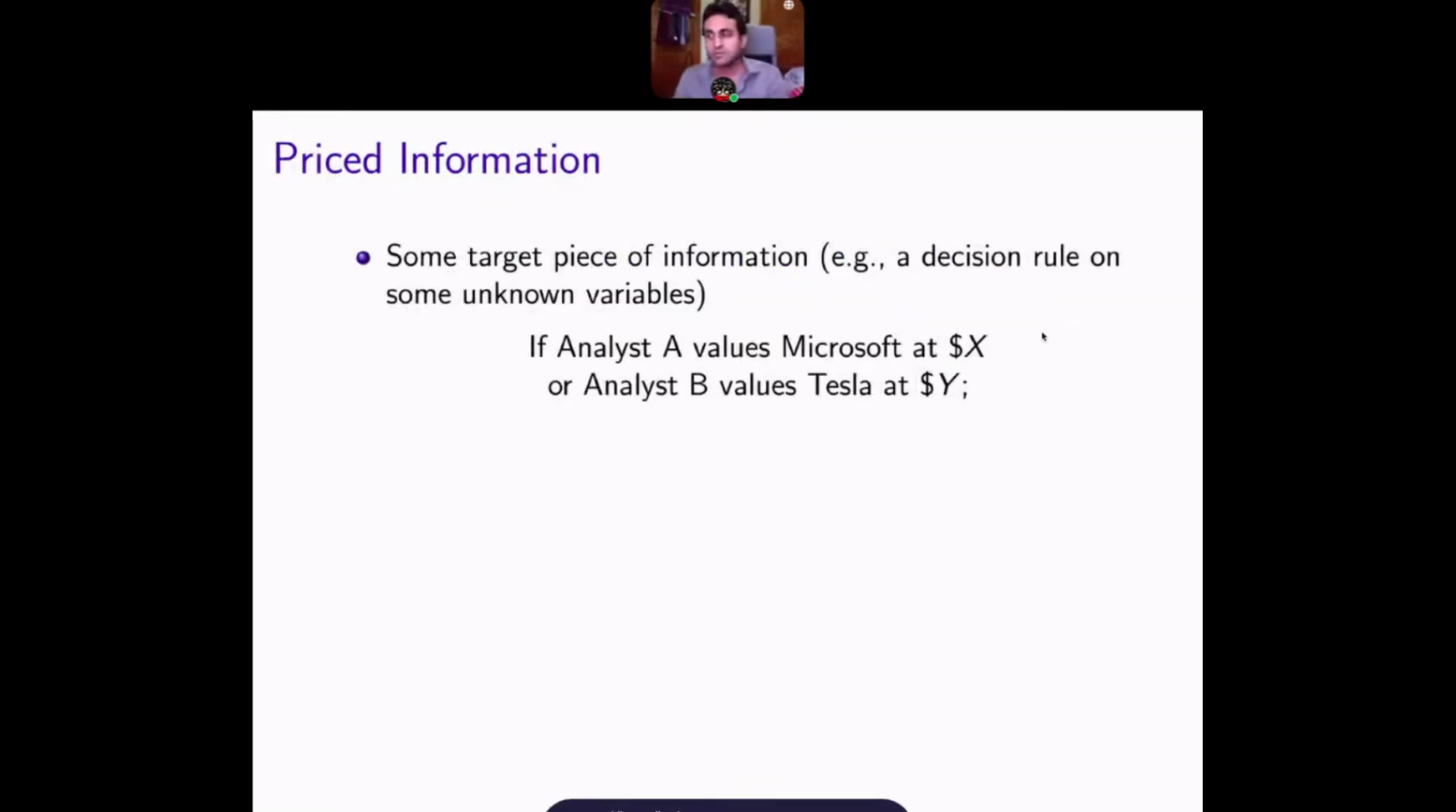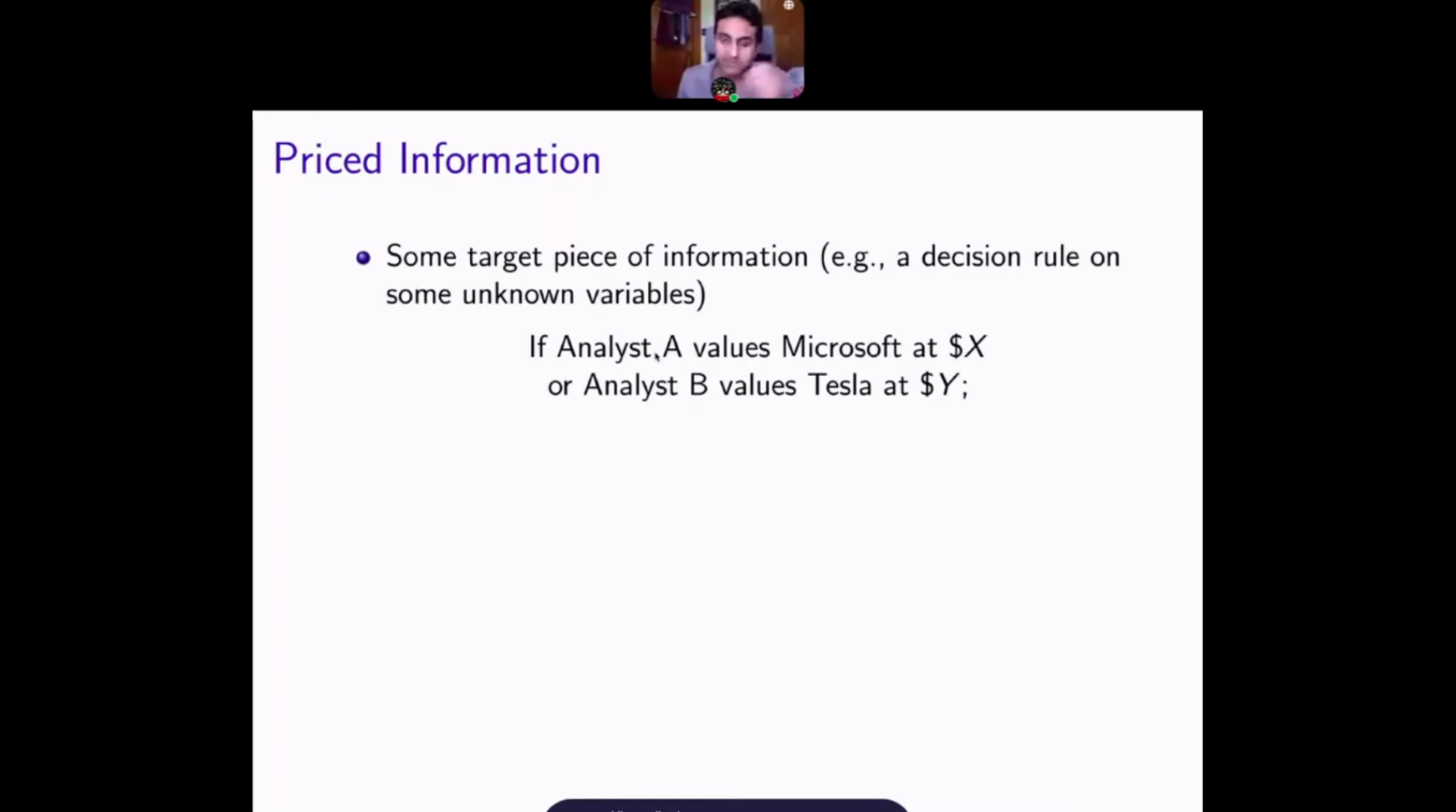So what's the priced information setting? This was basically developed when you have a bunch of inputs and you can't figure out all of them at the same time, because it costs to probe an input. So let's say you have some target piece of information, so you have a decision rule on some unknown variables.